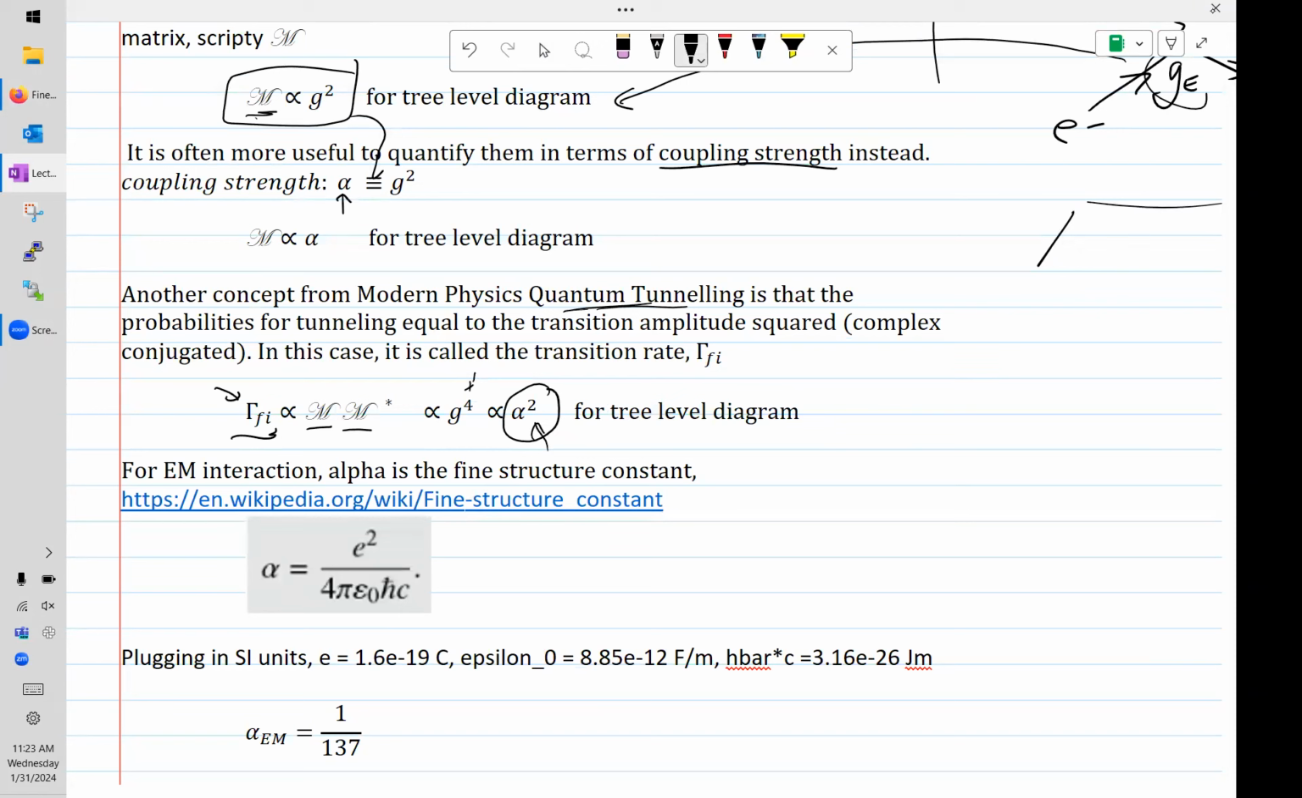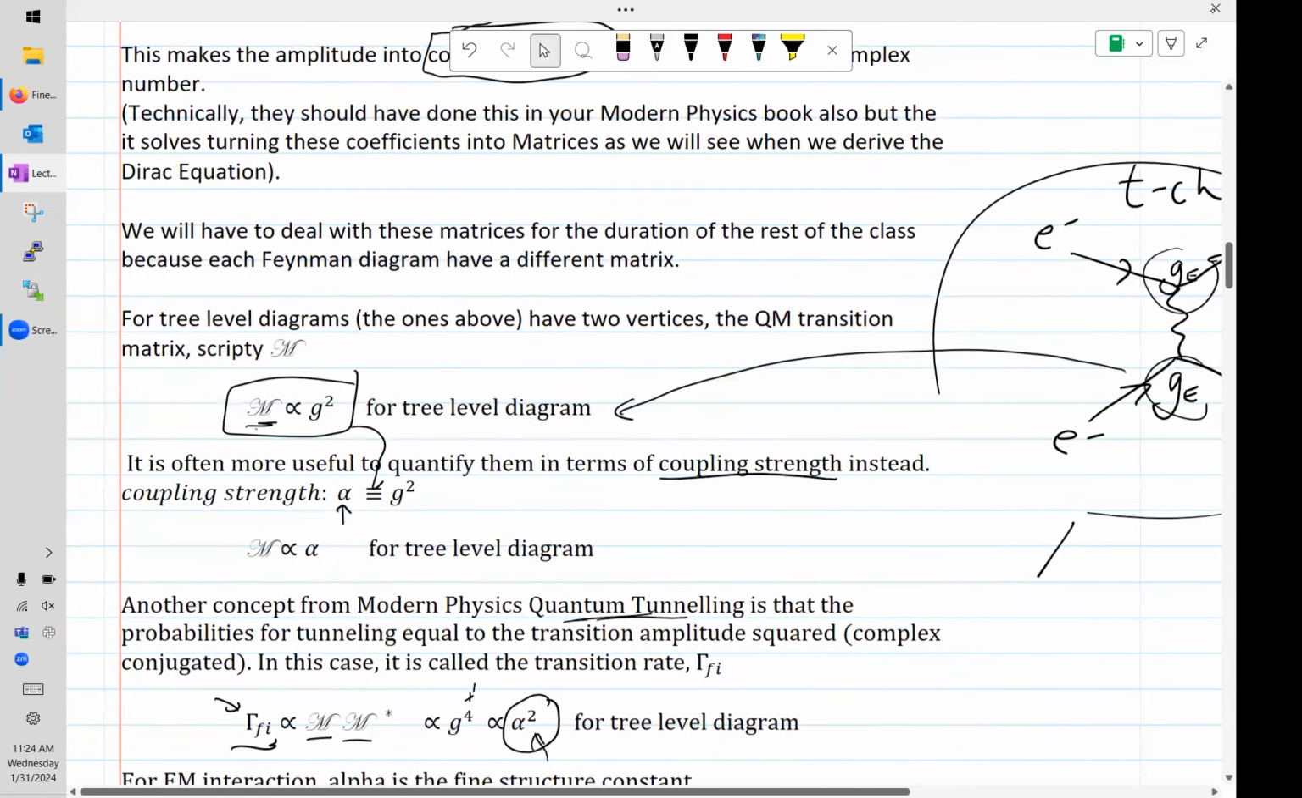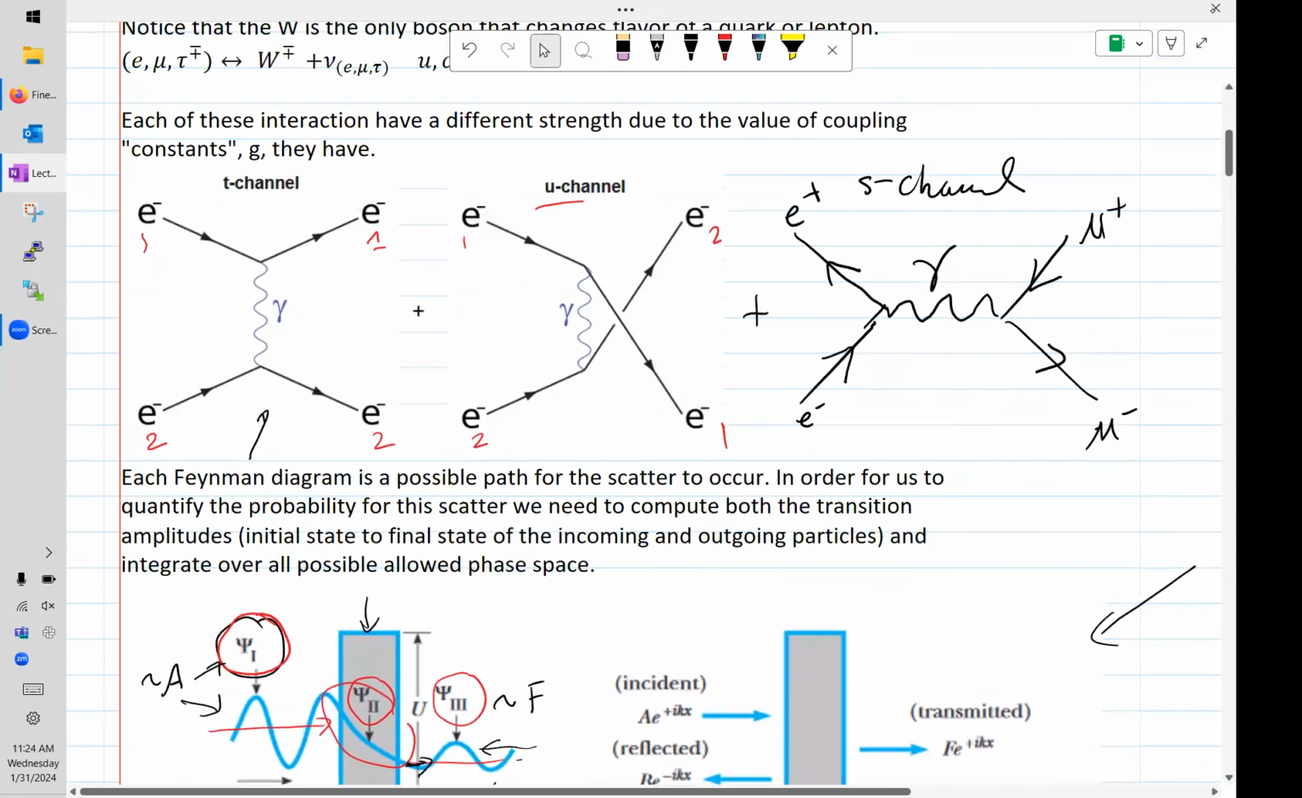Can I just add one thing? Just to be clear, you will see this when you start to do homeworks, and when we start doing exercises today. What we're really doing is building up these diagrams using these vertices. There are lots of different diagrams that you can draw for the same process. Even at the tree level, where we just have one exchanged particle, there are sometimes multiple diagrams you can draw. We can have an S channel and a T channel. So there's going to be some amplitude associated with each total diagram, not just the vertex, the total diagram.